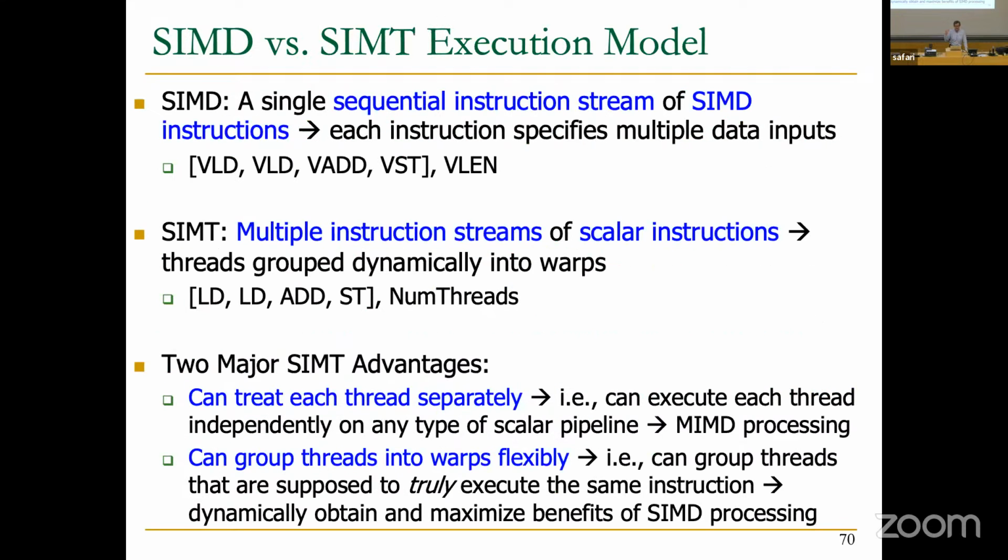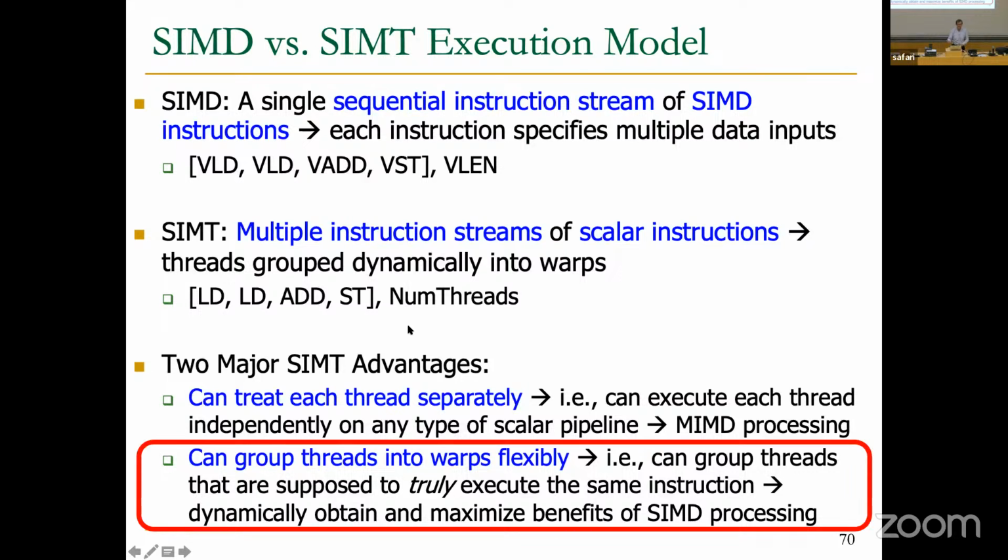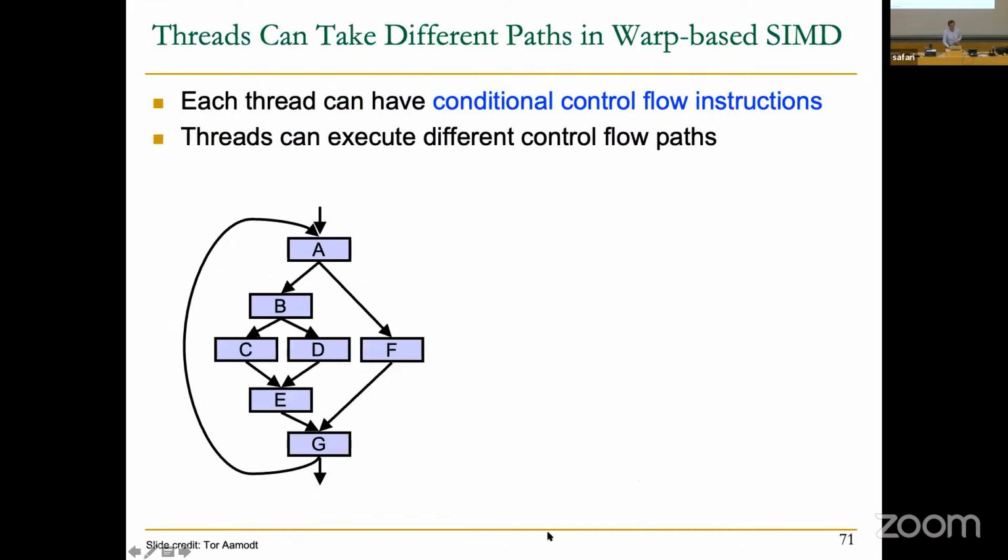Okay, I've shown you this example before, right? So I will not go into this again, but let's talk about this second part. You can group threads into warps flexibly in a GPU. In other words, you can group threads that are supposed to truly execute the same instruction. This way, you can dynamically obtain and maximize the benefits of SIMD processing. So let's take a look at this.